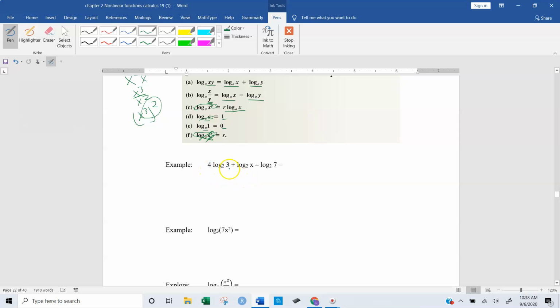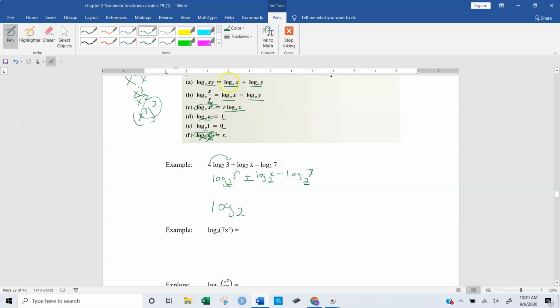The first thing is you can't have anything in front of the log, so the 4 needs to move up. So now we have log base 2 of 3 to the 4th plus log base 2 of x minus log base 2 of 7. It is very important at this point in time that all the logs are the same base. Later on, we'll learn how to work with those. So I know addition means multiplication. So I have to write this in 1 log.